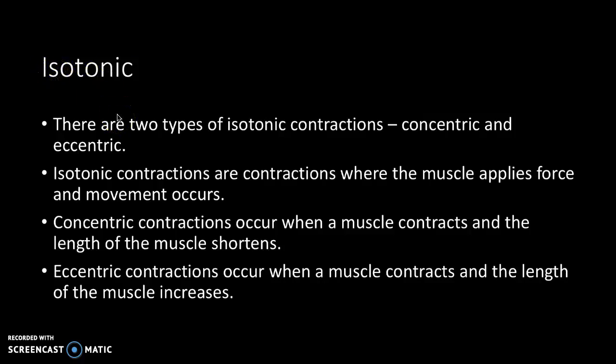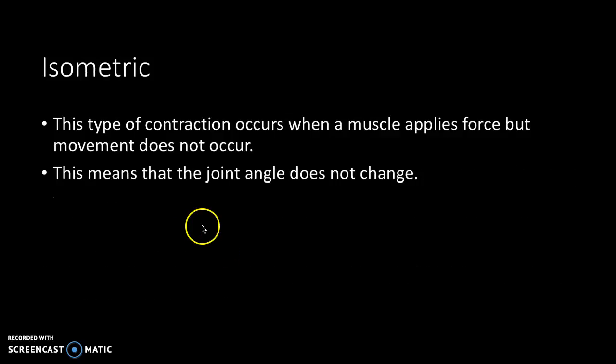This type of contraction occurs when a muscle applies force and movement occurs at the joint, so the joint angle changes. So concentric contractions occur when a muscle contracts and the length of the muscle shortens, and eccentric contractions occur when a muscle contracts and the length of the muscle increases. And then isometric contractions are the type of contraction which occurs when a muscle applies force but movement doesn't occur, which means that the joint angle doesn't change.